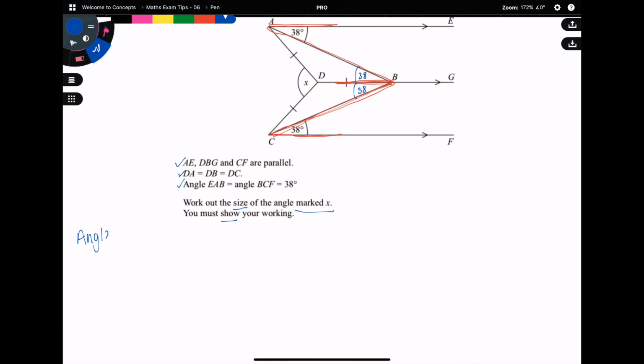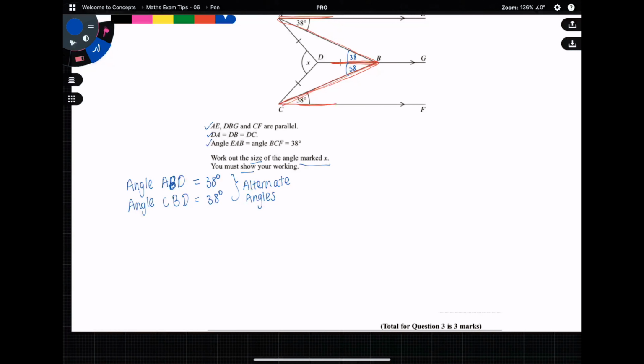Angles, so angle ABD is equal to 38 degrees. And angle CBD is also 38 degrees, and this is due to alternate angles. Okay, now what we need to try and show to them is how to get to X.